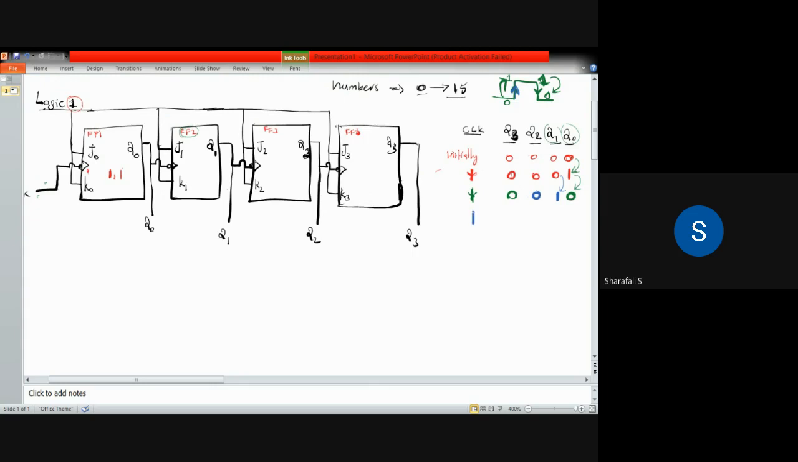Considering the third clock pulse, again Q0 will be changed from 0 to 1, because when the negative edge of the clock pulse comes, the first flip flop will be toggled, so that will become 1.